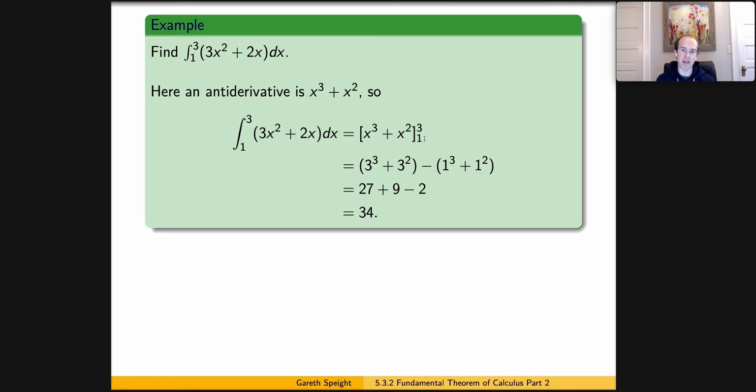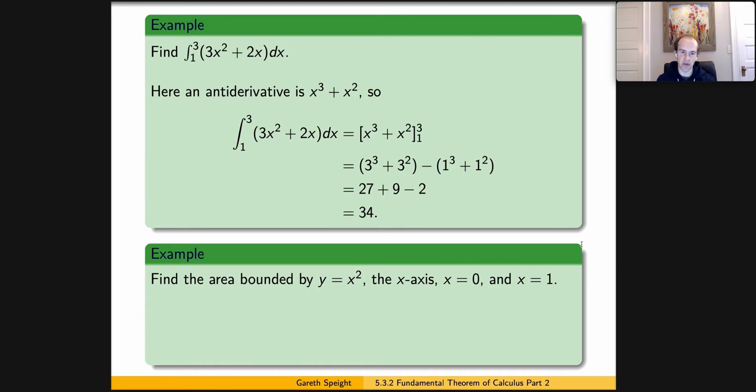And this just means we take our antiderivative and plug in 3 and plug in 1 and subtract. So here we plugged in 3, we plugged in 1, and we have to subtract them. Remember where the minus signs go, right? We're plugging in 3, and then we're subtracting everything that we get if we plug in 1. So do be careful with the minus signs. Okay, so we get 3 cubed is 27, 3 squared is 9, minus 2, we are going to get 34.